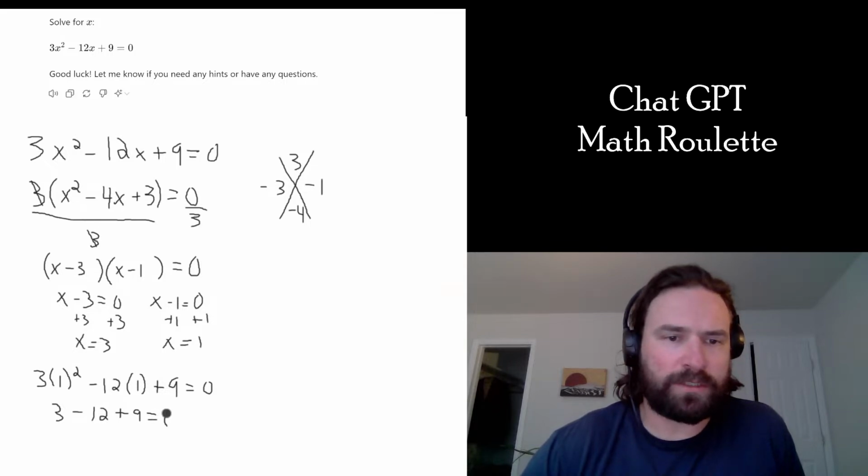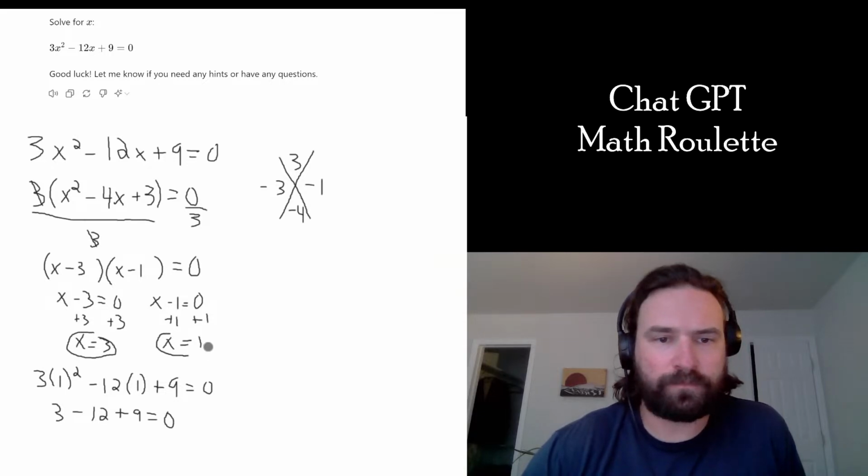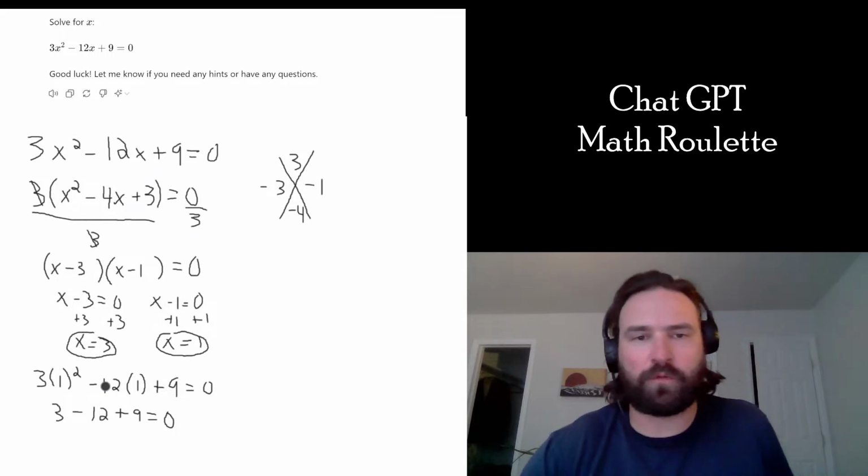So those are our answers. X equals 3. And x equals 1. And that's how you factor with a leading coefficient of 1.